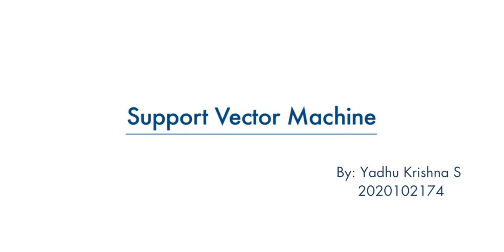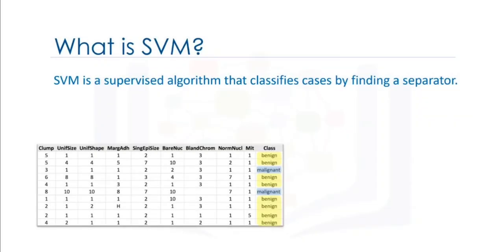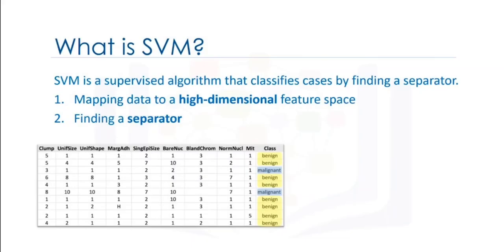In this video, we will learn a machine learning method called support vector machine, which is used for classification. SVM is a supervised algorithm that classifies cases by finding a separator. SVM works by first mapping data to a high-dimensional feature space so that data points can be categorized, even when the data are not otherwise linearly separable.